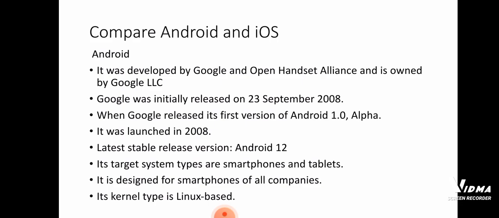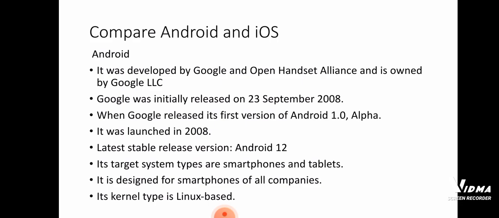First one, Android. It was developed by Google and the Open Handset Alliance, and it is owned by Google LLC. It was initially released on 23rd September 2008. Google released its first version, Android 1.0 Alpha. It was launched in 2008. The latest version is Android 12. Its target systems are smartphones and tablets.